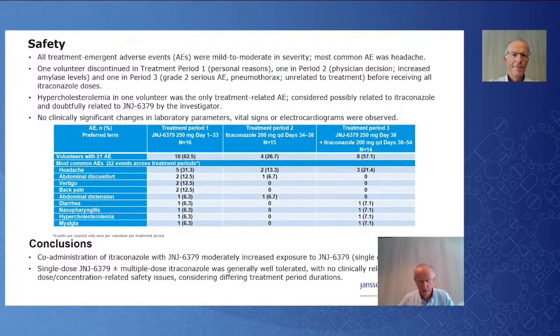In conclusion, co-administration of multiple doses of itraconazole with a single dose of J&J 6379 moderately increased exposure of 6379. It is expected that a similar increase of 6379 will be observed during co-administration of multiple doses of a CYP3A4 inhibitor and 6379. A single dose of 6379 with or without multiple doses of itraconazole was generally well tolerated, with no clinically relevant dose or concentration related safety issues.